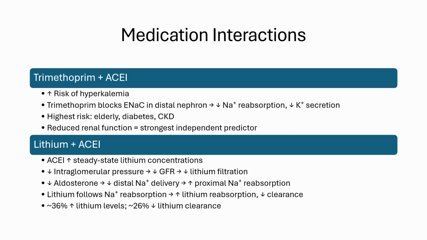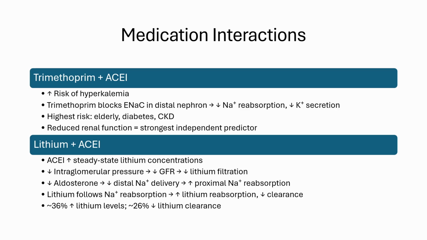Use of both trimethoprim and ACE inhibitors is associated with an increased risk for hyperkalemia. Trimethoprim blocks epithelial sodium channels in the distal nephron, which impairs sodium reabsorption and potassium secretion. Elderly patients, diabetic patients, and patients with reduced renal function are at the greatest risk. Reduced renal function is the strongest independent risk factor for the development of hyperkalemia.